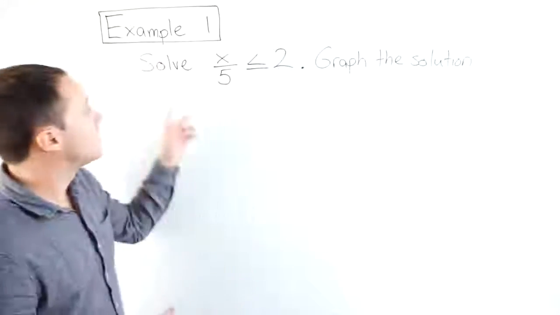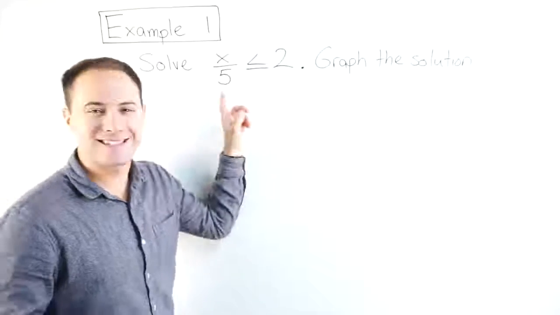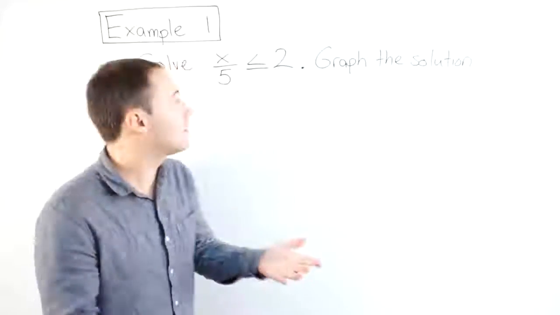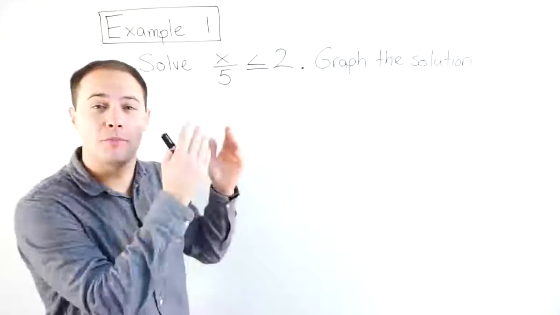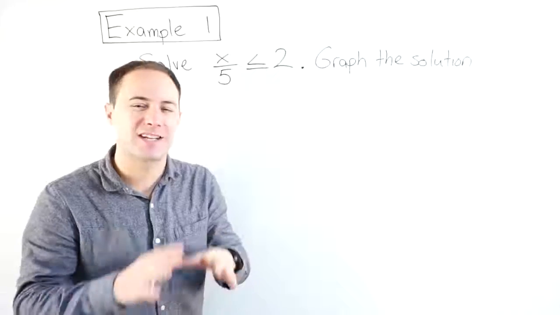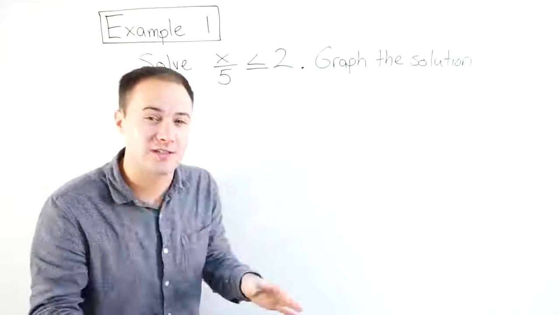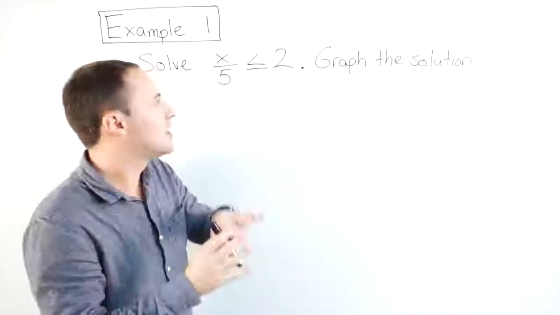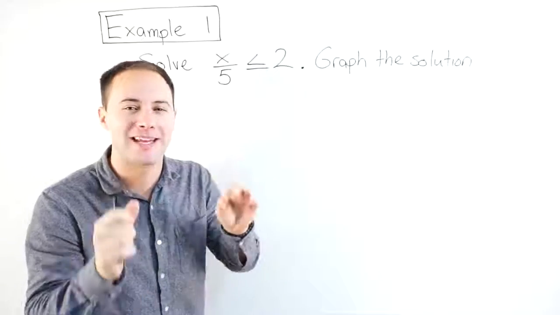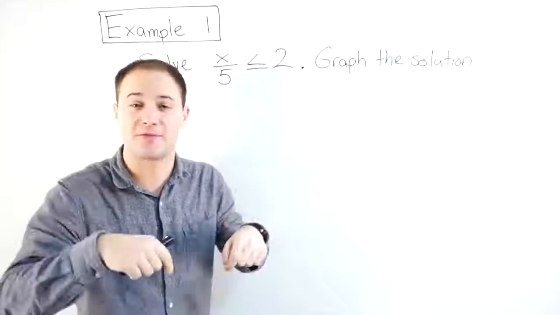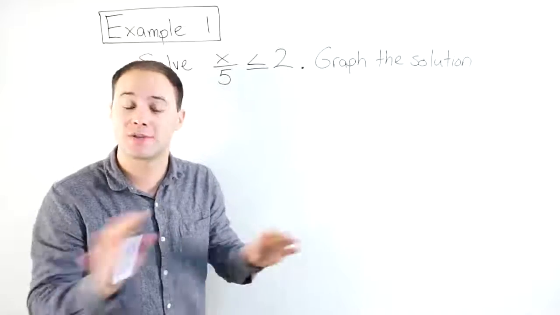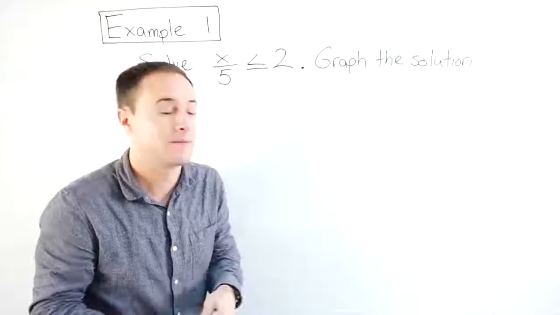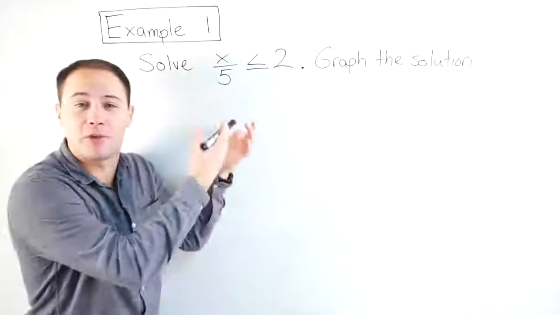Okay, example 1. Solve x over 5 is less than or equal to 2, and then graph the solution. Well, solving inequalities using multiplication or division is just like solving equations with multiplication or division, as long as you're not multiplying or dividing negative numbers. And in this video, it's all going to be positive, so it's going to be just like doing it with equations. Our goal is to get the variable alone.